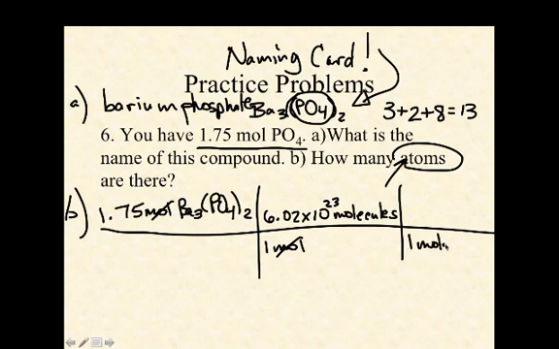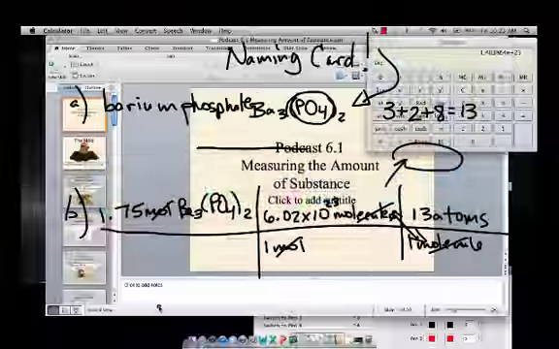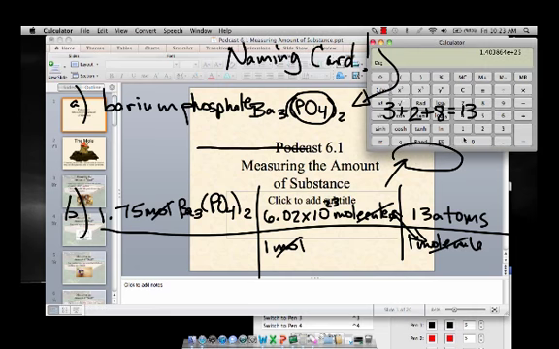For every one molecule, there are 13 different atoms. All right, so molecule now gets to cancel away because crisscross cancels. That's why I put molecule on the bottom, right? And I'm going to multiply with my calculator across the top and divide by what's on the bottom. Let's give that a shot. Oh, I got numbers all over the place. Oh well, 1.75 times 6.02 E23 times 13.